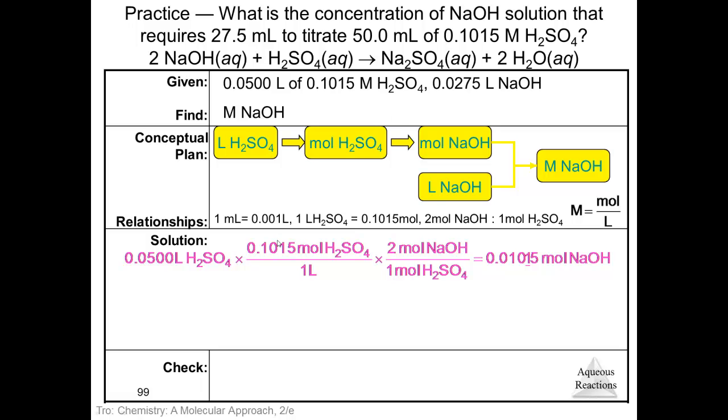Now we take the volume of our acid, we multiply by molarity, moles per liter. We'll see the volume term again, the liters cancels out. We'll be left with moles of sulfuric acid. We have to multiply that by the ratio of base to acid. Or again, if you think about the units, we want to cancel out the acid units and be left with the base units. So however many moles of sulfuric acid I have, I multiply by 2. That gives me moles of sodium hydroxide. 0.01015 moles of sodium hydroxide.